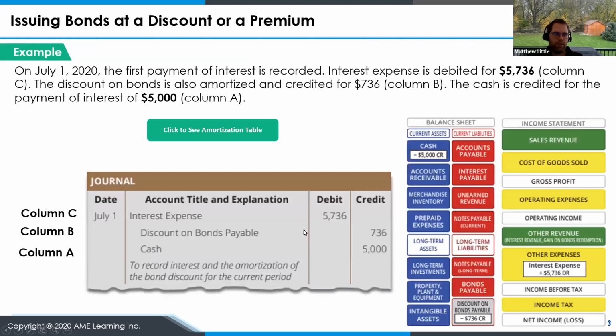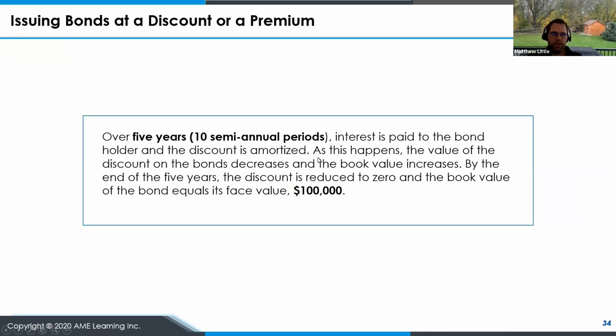Okay, so our first interest payment then, 6 months in, July 1st, we would record the reduction of cash credit of $5,000, reduce the discount, $736, and then the debit to our interest expense for the effective amount of $5,736. Okay, and the idea again is over the 5 years, our book value or net book value for those assets would be $100,000.